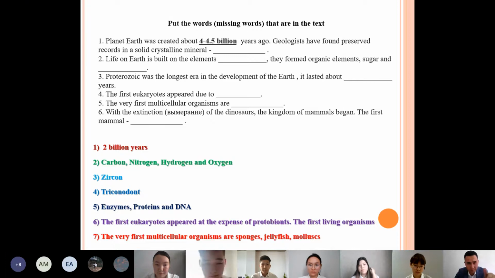Okay, and do you understand? For example, planet Earth was created about 4 to 4.5 billion years ago. Continue, please. For example, Asultan, please. Geologists have found preserved records in a solid crystalline mineral that's called zircon. And zircon is a mineral belonging to the group of neosilicates and is the source of the metal zirconium.